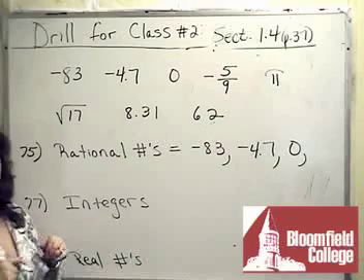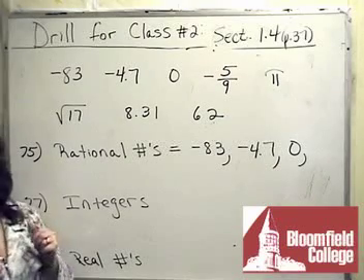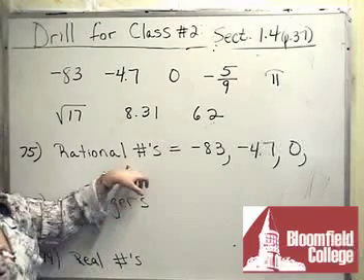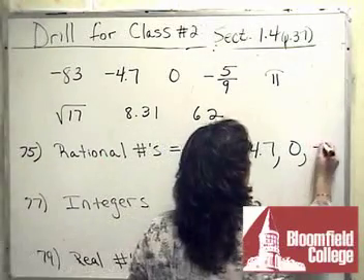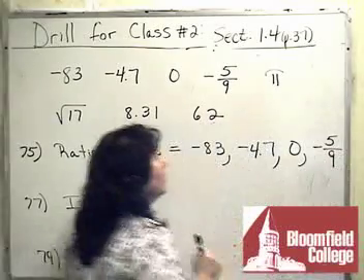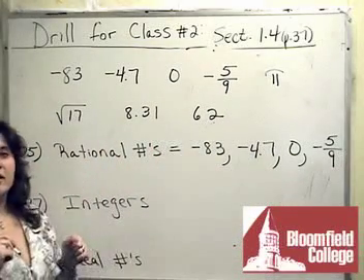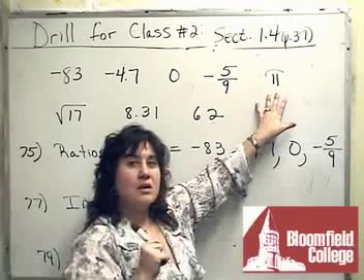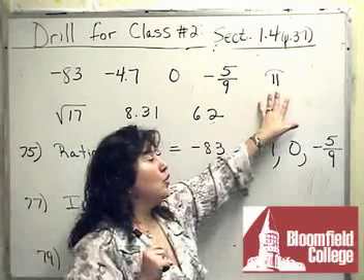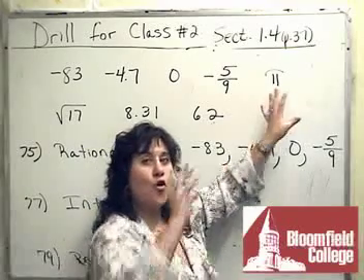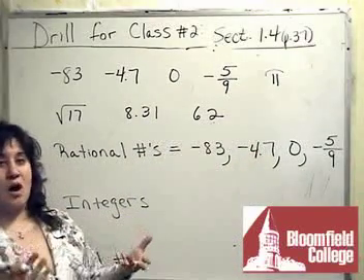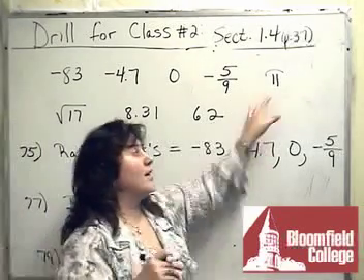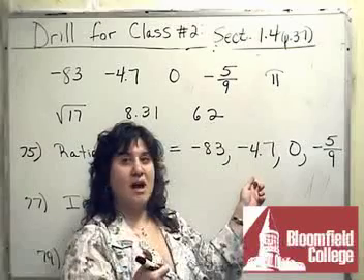Negative 5/9. If you were to change that into a decimal, it would be a repeating decimal. Therefore, it is a rational number. Pi. If you were to find the equivalent number to pi, you would find that it's 3.14 and the decimal continues on and there is no repeating decimal. Therefore, pi is not rational. It does not end, it does not repeat.